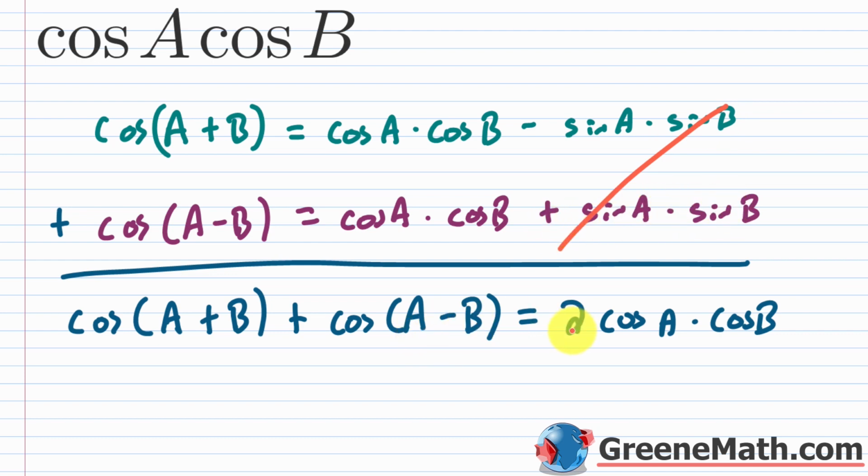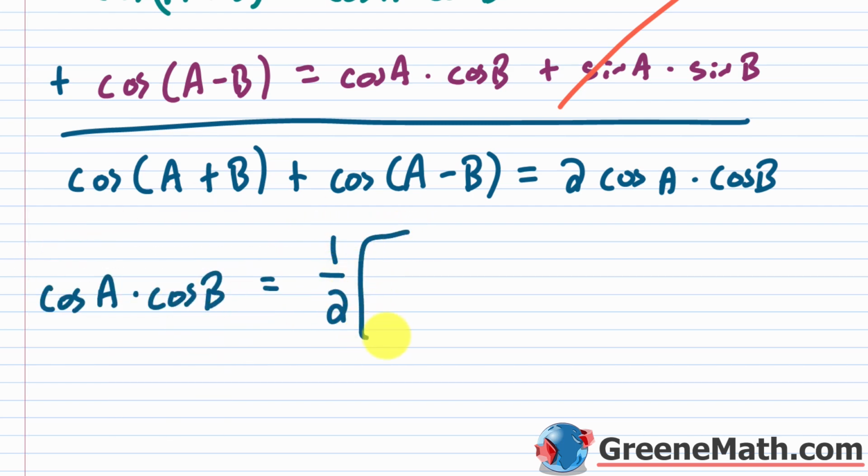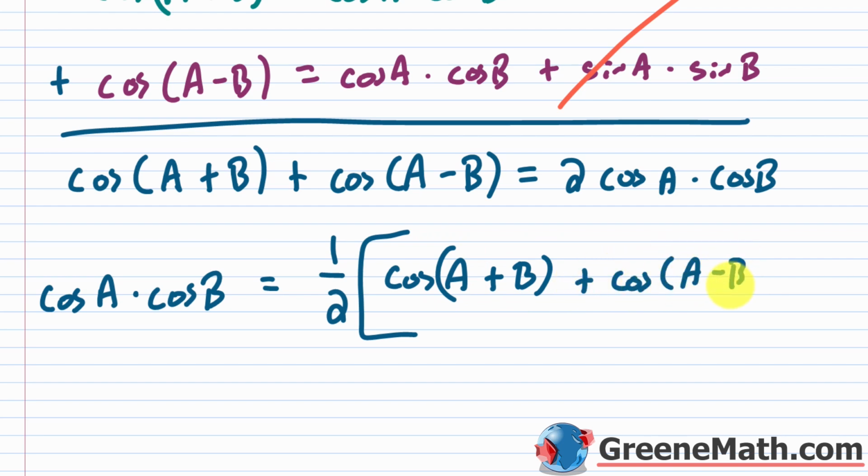So at this point, we're almost there. We need to divide both sides by 2, or you could multiply both sides by 1/2. So let's just go ahead and say, and I'm going to flip this around, that this is the cosine of A times the cosine of B. So that's what we're trying to figure out. And this is equal to, I'm going to go 1/2 times this guy right here. So the cosine of A plus B, and then plus your cosine of A minus B.